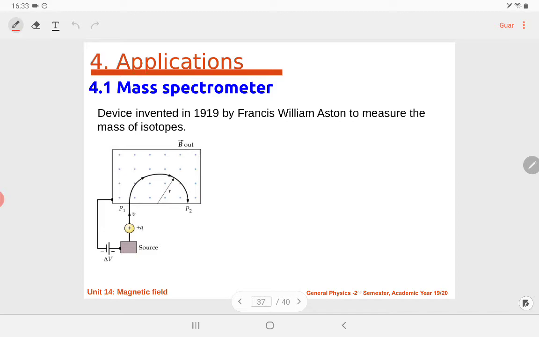Okay, so here with this device, the objective is to try to separate isotopes. What we're going to be able to show is the ratio between the mass of the isotope and the charge. By measuring several quantities, as I will show you later on, we're going to be able to evaluate this ratio.